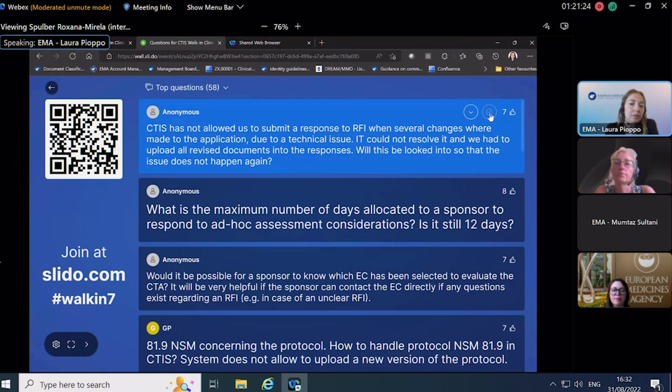So what colleagues are now stating in this question and answer is that because this could not be fixed by the IT team to modify, manipulate the dossier, the sponsor had to upload the revised, updated documents into the responses to the RFI rather than modifying the dossier. And this is, of course, a temporary measure in order for the member states to have access to the documents, but of course is not the correct way, because in principle the sponsor should have updated the dossier. So it was kind of a workaround.